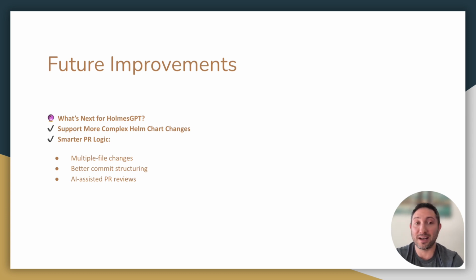Right now we're only doing one or two changes in a file, but let's say in this file we want to make 5 to 10 different commits and things like that. That's something a human can do, but the AI agent at this stage is having issues making larger changes to the file. We want better commit structuring, and even AI assisted PR reviews.